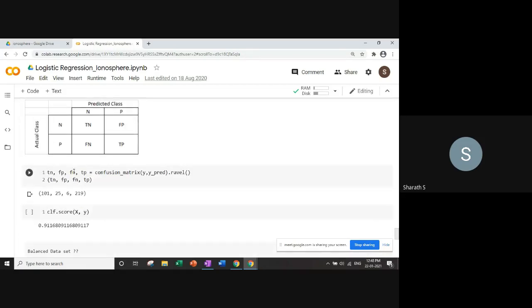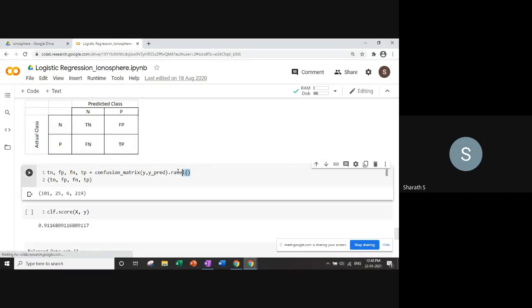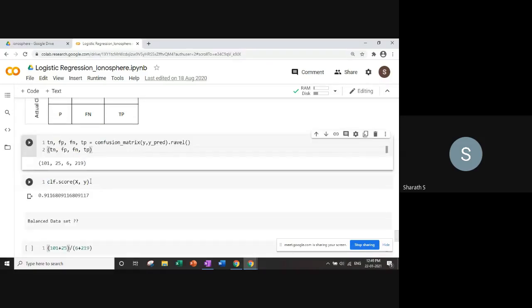From there you can actually get the TN, FP, FN and TP, true negative, false positive and so on, directly from the confusion matrix by using the ravel method. So you get it in terms of a tuple. This is in Python, already somebody knows. So these are clubbed in a tuple.